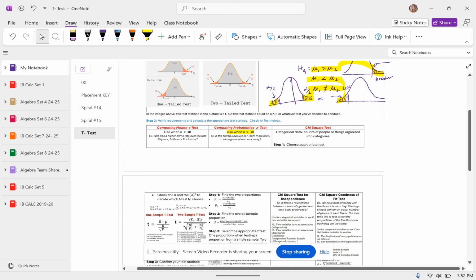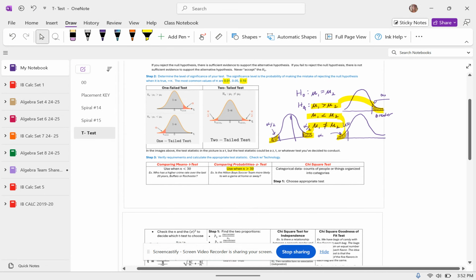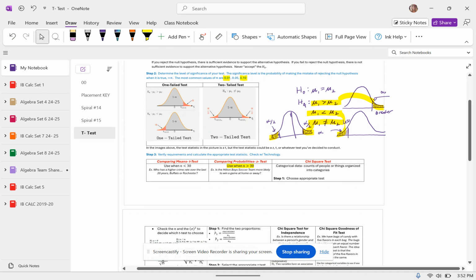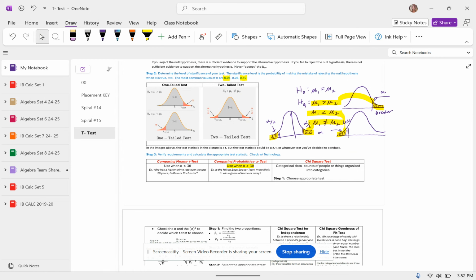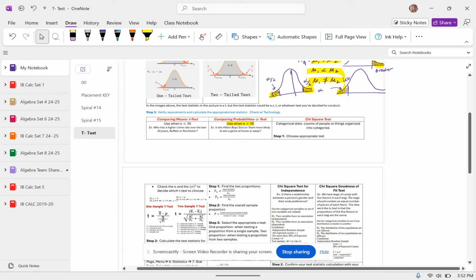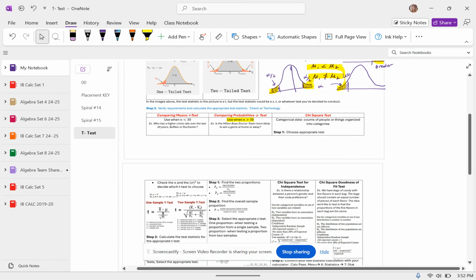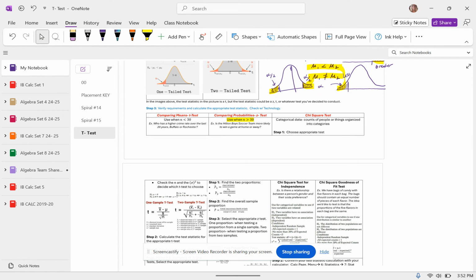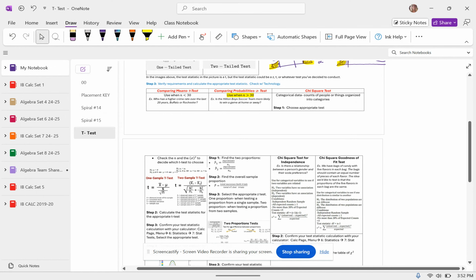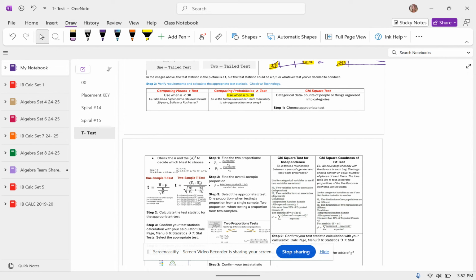So for step 3, we've written our hypotheses, we've chosen our level of significance, we know whether we're going to have one or two tails, and here we are. Step 3 says verify the requirements and calculate the appropriate test statistic. You're going to check with technology. So if you're comparing the means of two samples, you're going to use a t-test, and that'll be a two-sample t-test.